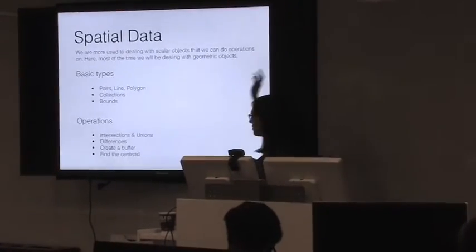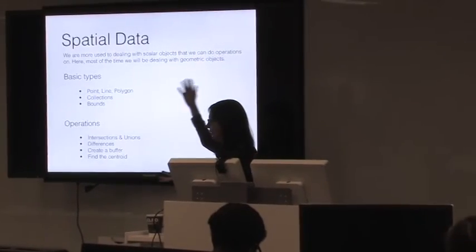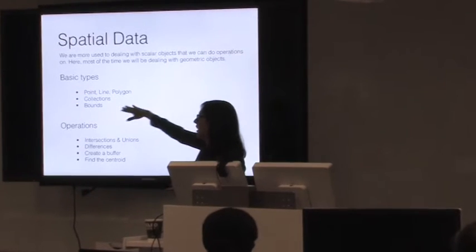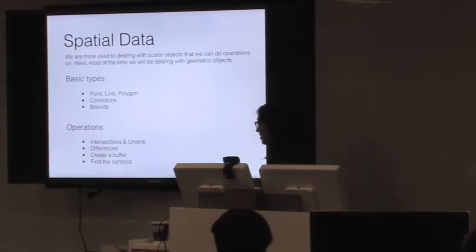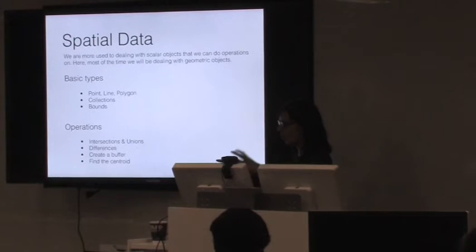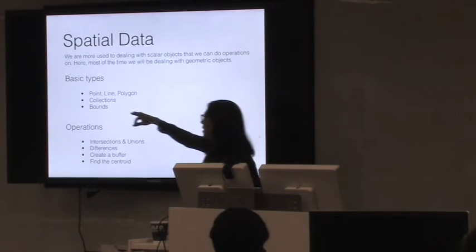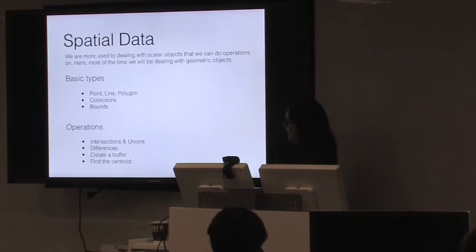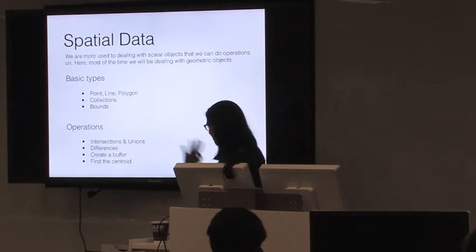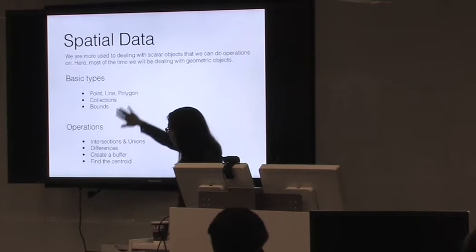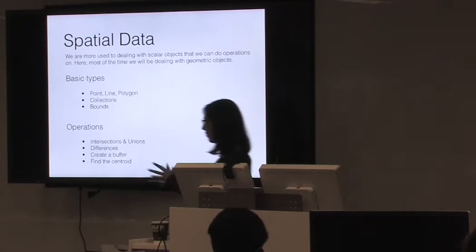So here you'll have some basic types like points, lines, polygons, and then you can have collections of these. So you have a collection of points, collections of lines, or collection of polygons, and then upon those polygons you can have holes or different things. And finally you have bounds. So this can be defined in whatever library we are looking at, and I'll discuss that in a little while. And then once you have these types, you can perform operations.